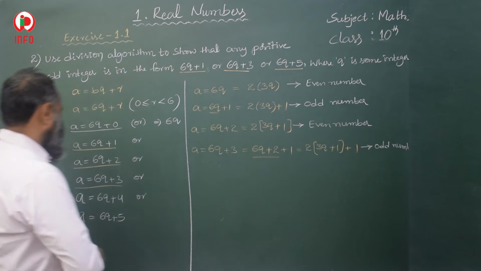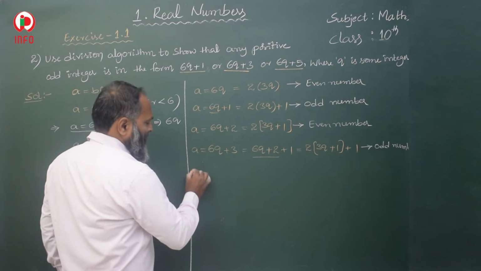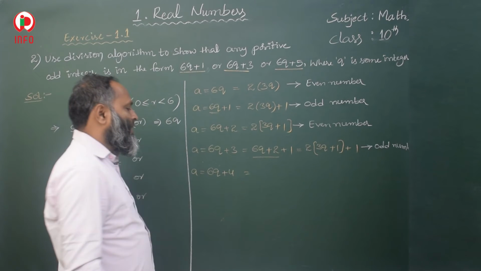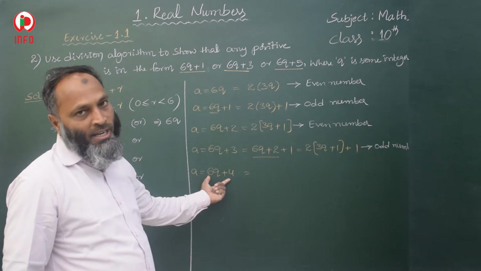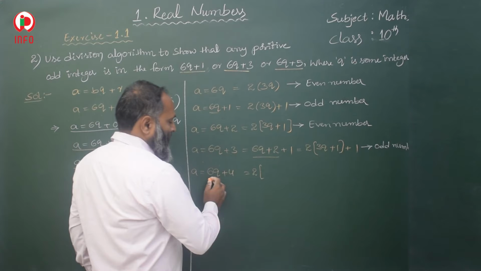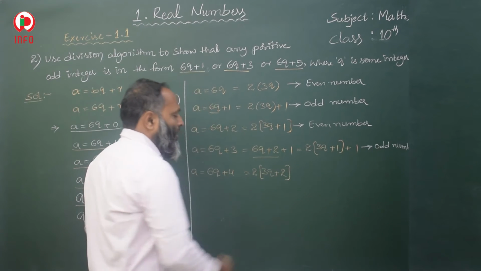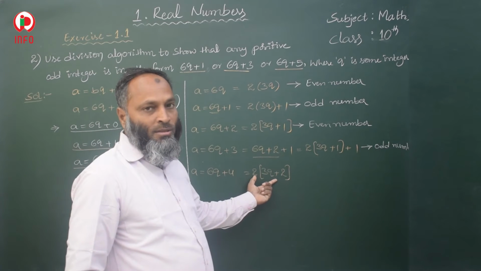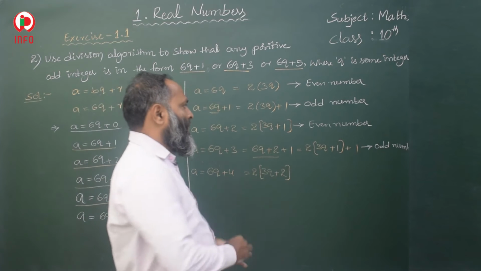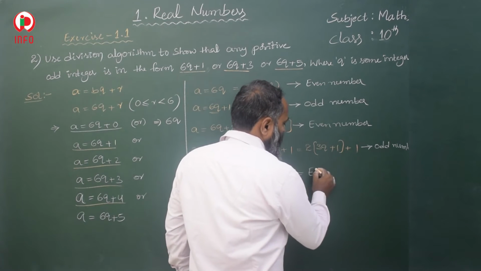Now next, we take a is equal to 6q plus 4. In all of this we can take 2 as a common. Take 2 as common: 2 3s are 6, so 3q, and 2 2s are 4. In all, 2 is a common, so this is a multiple of 2. Multiples of 2 are even numbers. So here it is an even number.